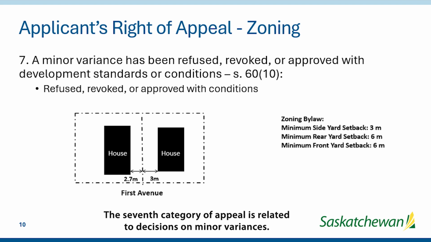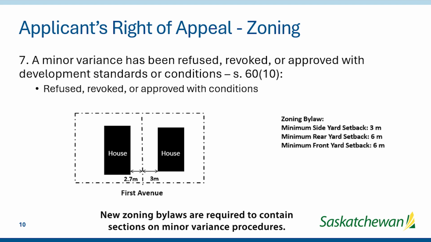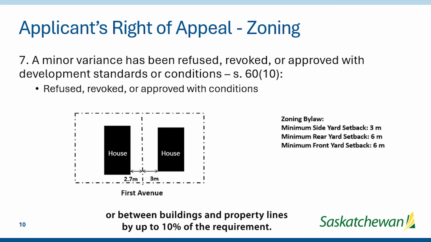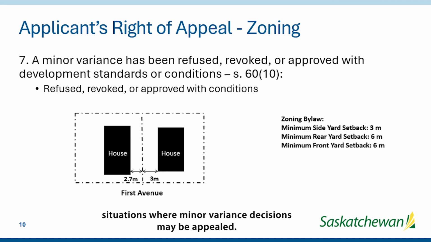The seventh category of appeal is related to decisions on minor variances. New zoning bylaws are required to contain sections on minor variance procedures. The term minor variance refers to the ability of the development officer to vary the proposed distance between buildings or between buildings and property lines by up to 10% of the requirement. There are three situations where minor variance decisions may be appealed.